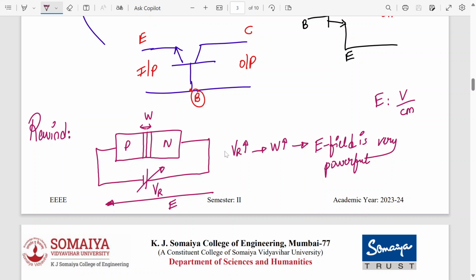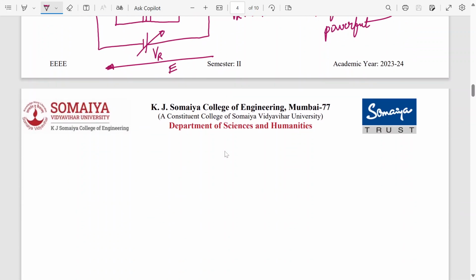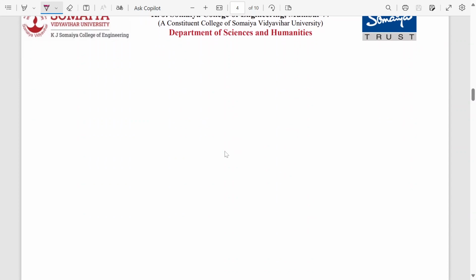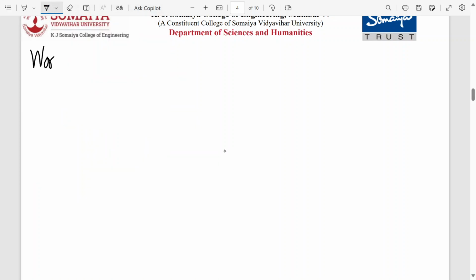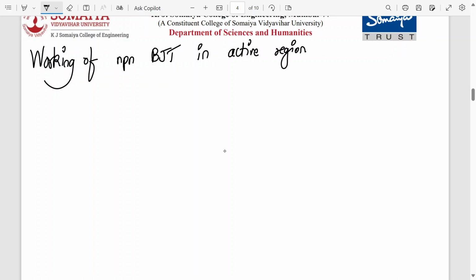All right, can we start with the working now, everyone? Pay attention now. I'll be explaining the working of the NPN BJT in active region, common emitter configuration.